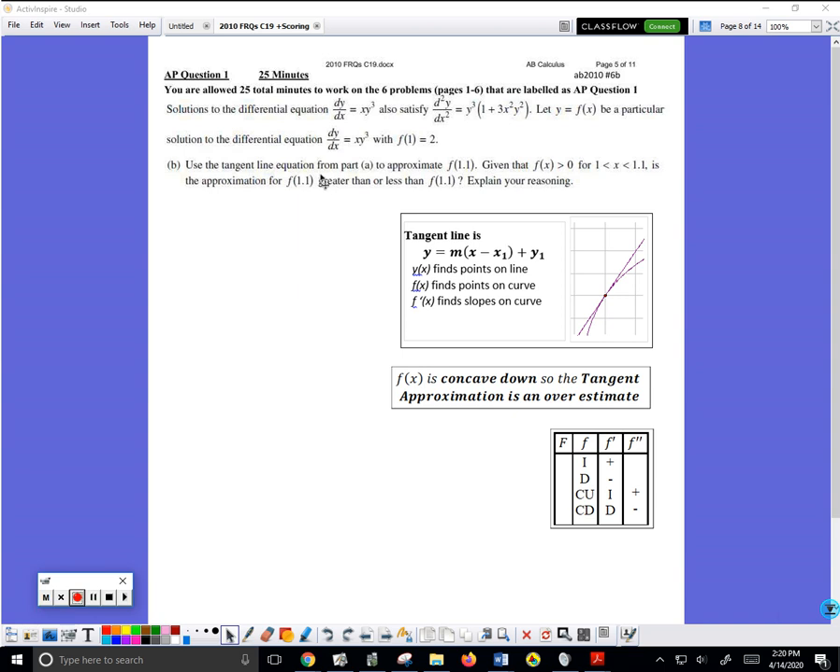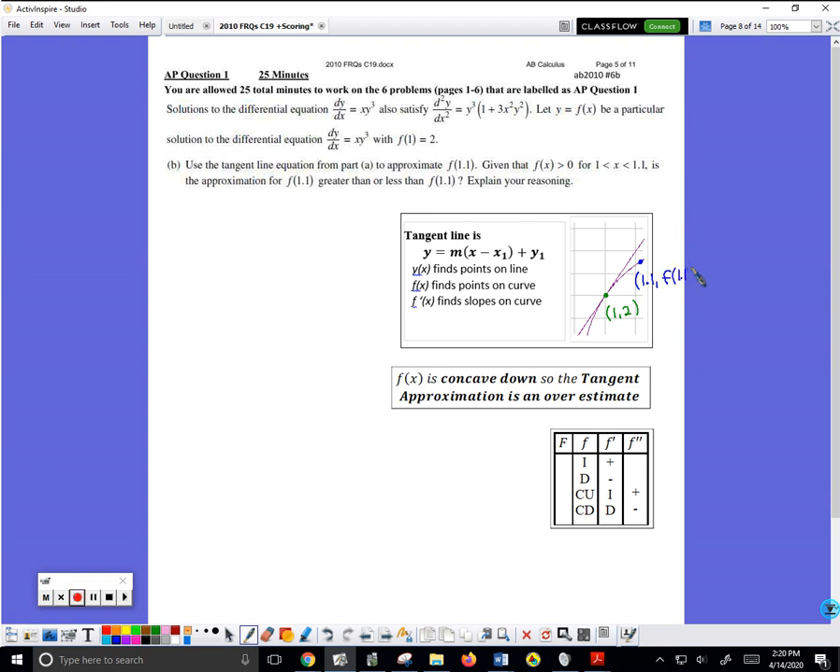Use the tangent line equation from part A to approximate f of 1.1. The idea is very, very simple. You have f is the curve. The point where the line is tangent is x equal 1, y equal 2. Therefore, if this were a very enlarged photo, we would say x equal 1.1 is maybe here. So that would be x equal 1.1, and then the y coordinate would be f of 1.1.